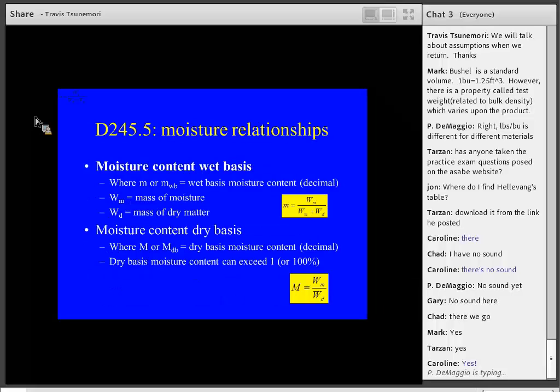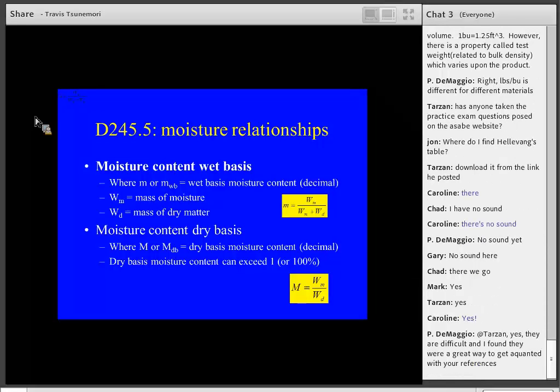So D245.5 addresses moisture relationships. It talks about moisture content on the wet basis. Again, this is sort of our standard, and that's simply the water mass divided by the water mass plus the mass of the dry matter. So you dry the thing, you find out how much moisture there was, which is the previous mass minus the amount that was lost. That's your WM. And the original is simply WM plus WD. That's on the bottom. So that's your standard moisture content, wet basis.